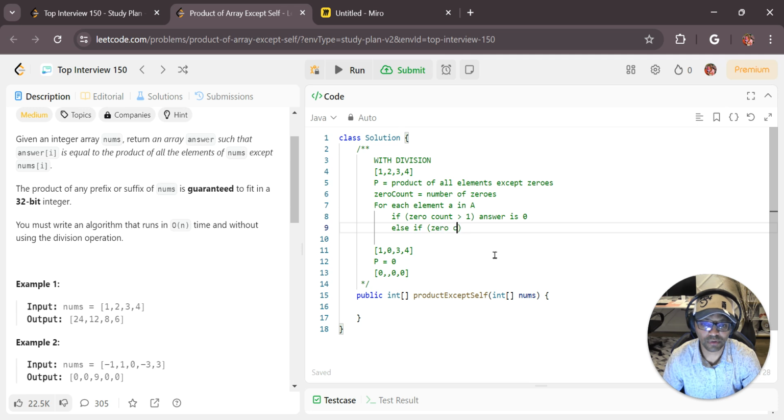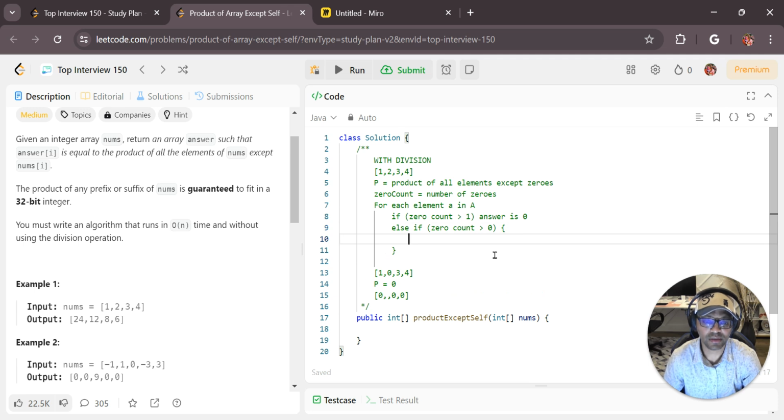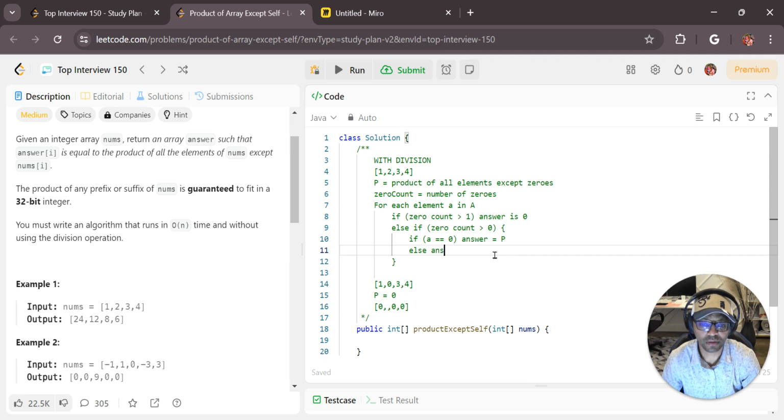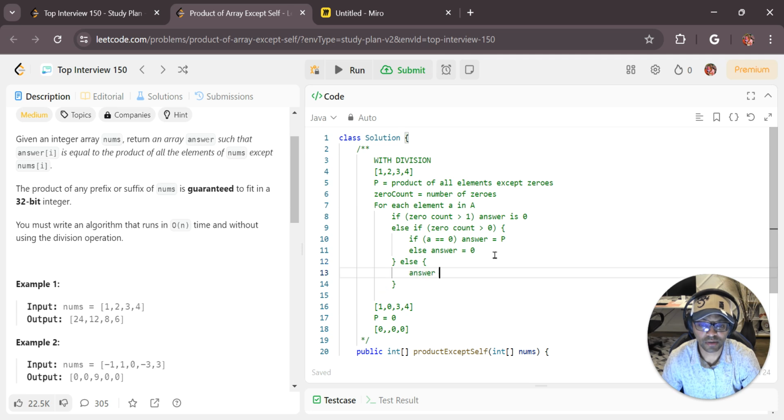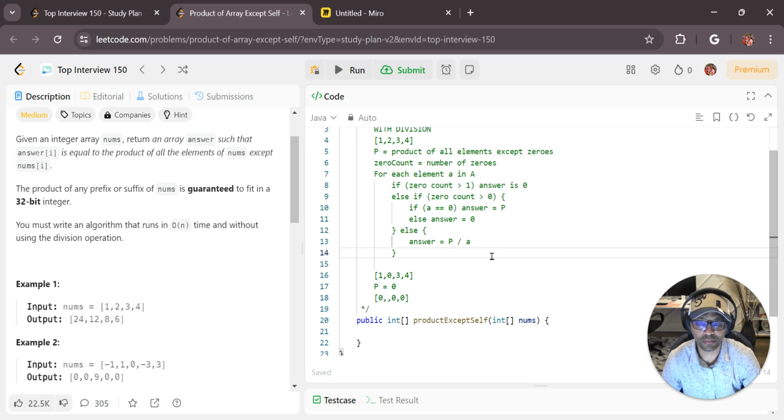Otherwise, if zero count is greater than 0, or equal to 1, I guess, then I think there are two cases. One case is that if it itself is 0, right? So there is one 0 basically. So if a equals 0, then answer is p, else answer equals 0, right? And otherwise we just say answer equals p divided by a, right? So I think this is the full algorithm, looks like.